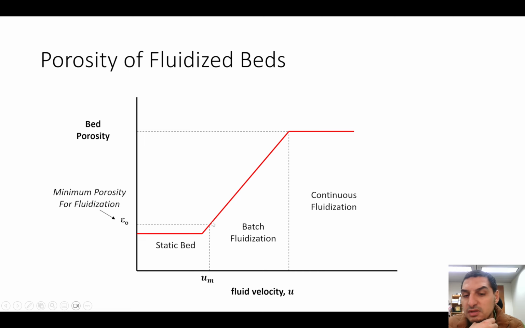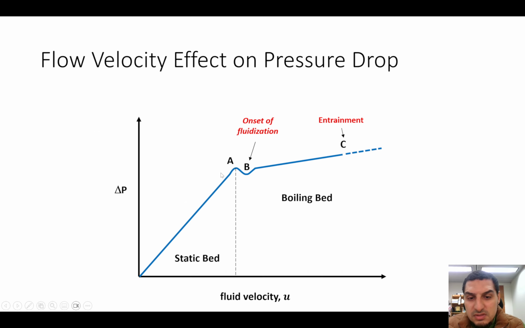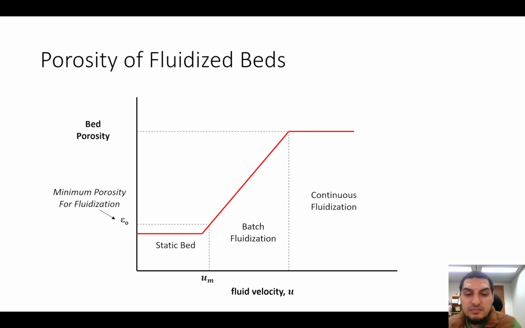And of course as more parts are fluidized, we'll have more porosity, because there's more space. So this is why the porosity increases from the onset of fluidization until the point where the whole bed is fluidized. Once the whole bed is fluidized, the porosity stays constant, and this is what we call the continuous fluidization. Okay, so this transitional region is what corresponds to this region here. So this is the effect of the fluid velocity on the bed porosity.